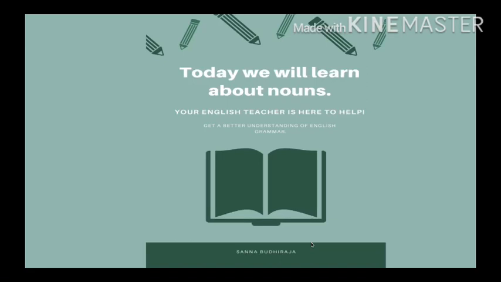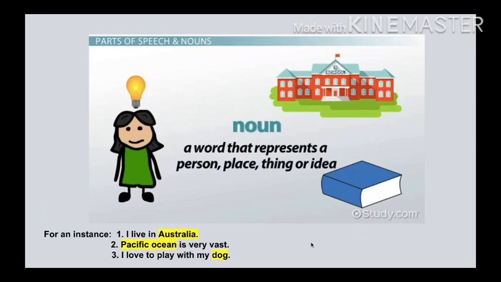A noun. This part of speech represents a person, place, animal, name, thing or idea, or anything that has a name. Naming words are called nouns. Like your name, the name of your school, the name of your book, anything that represents a person, place, thing or idea is considered a noun.